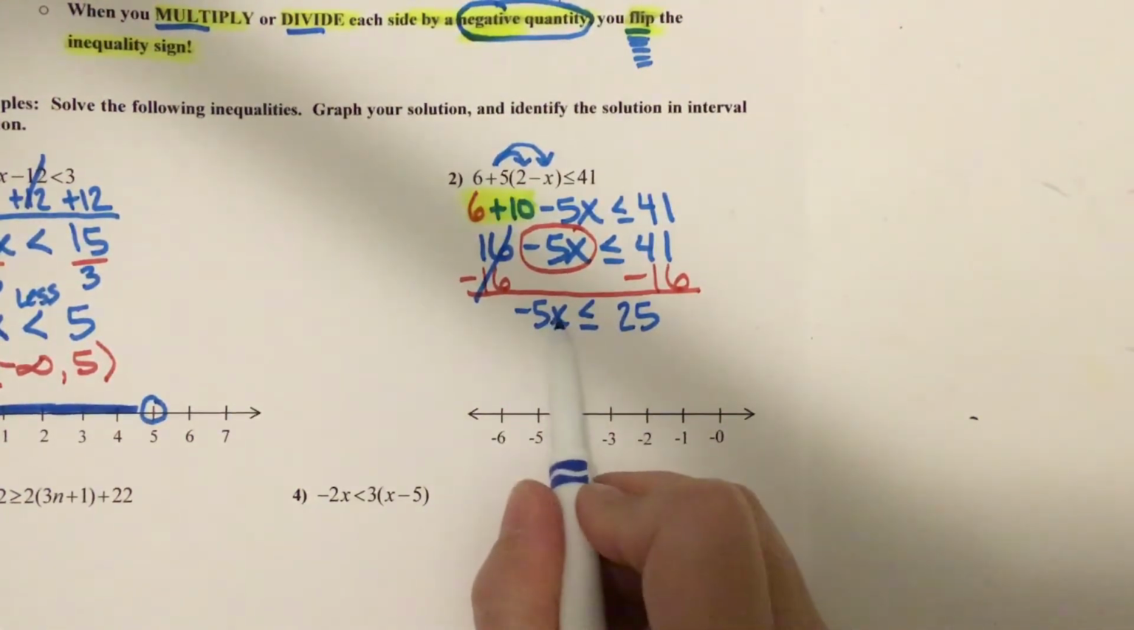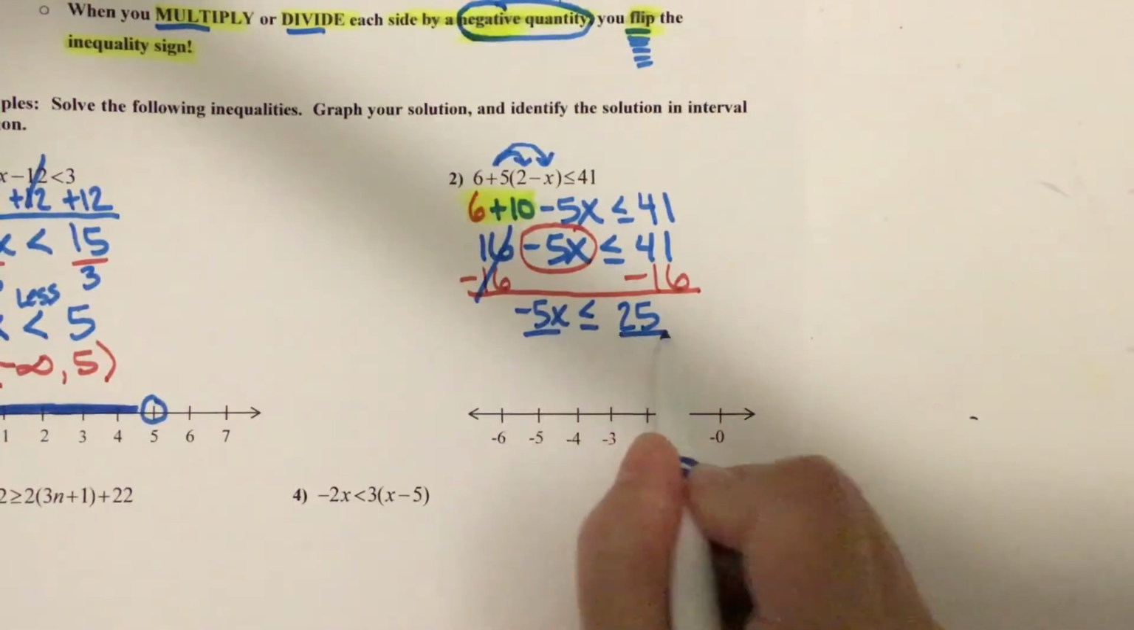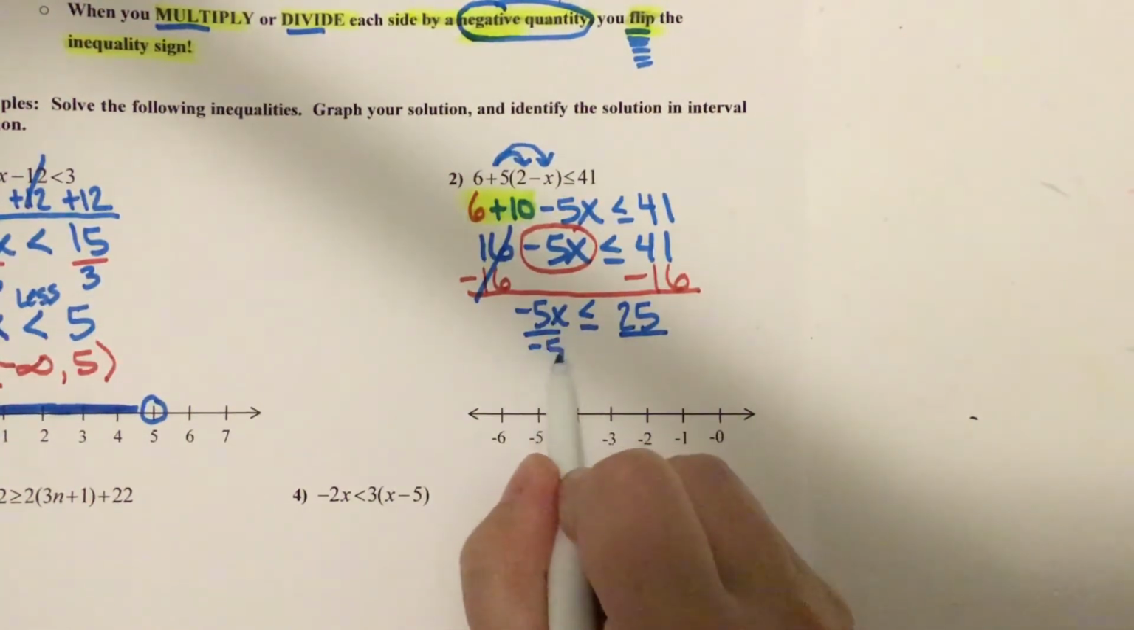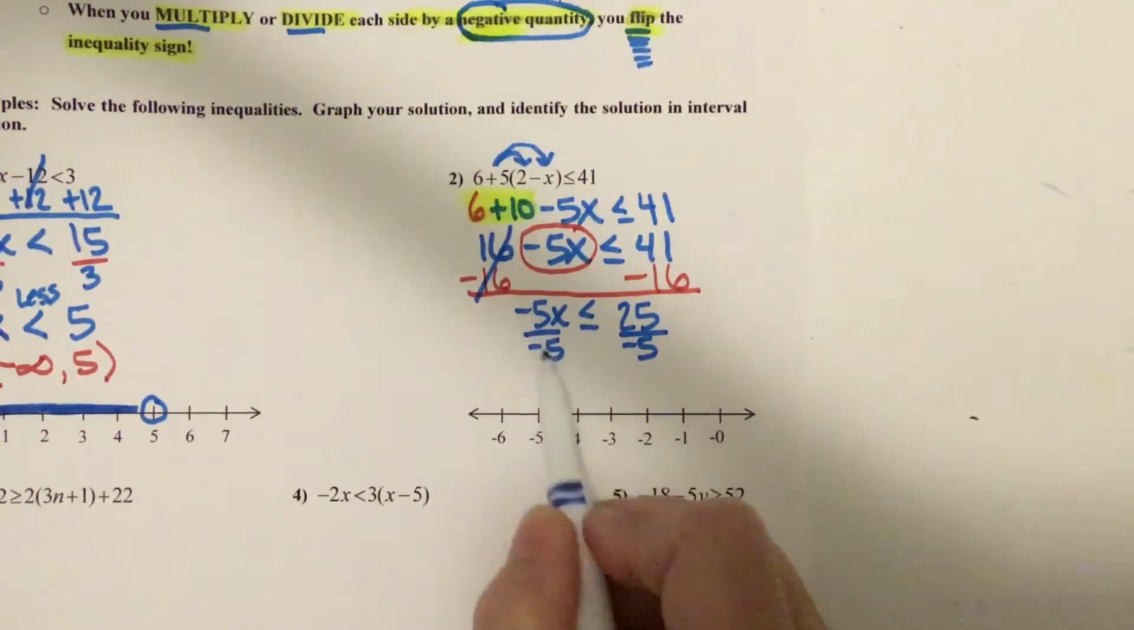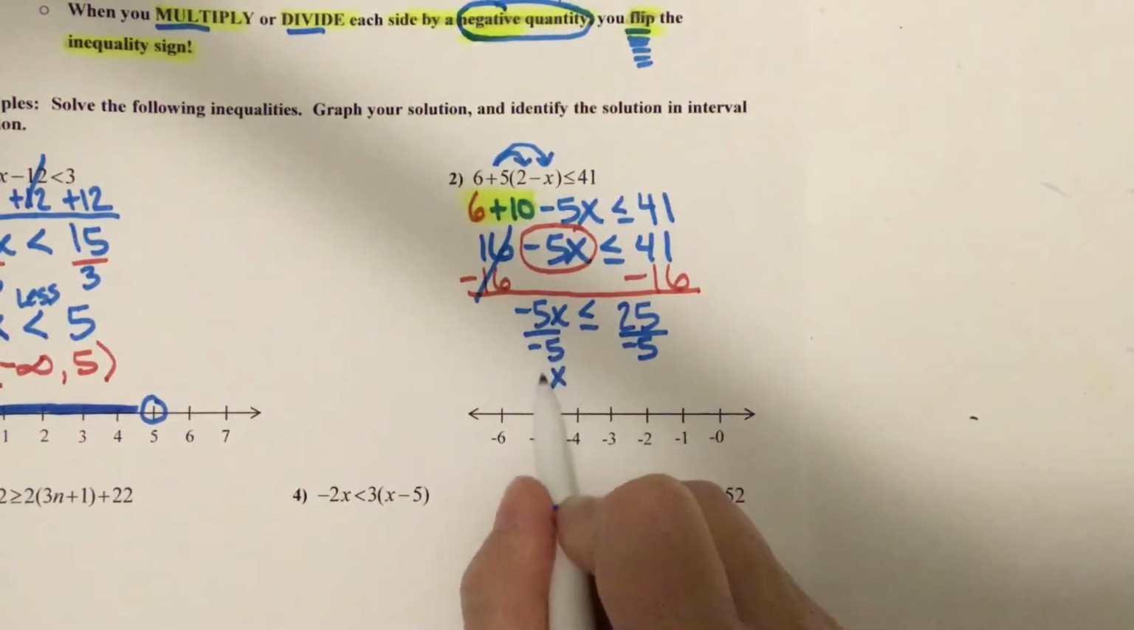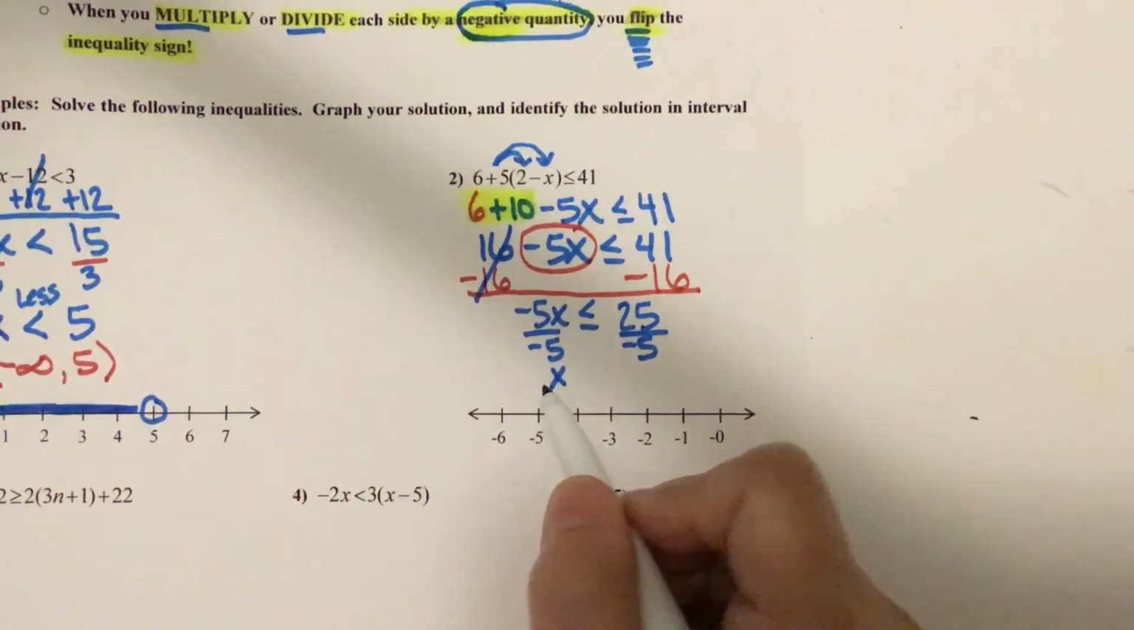And then to get x by itself, I undo this multiplication with division. So I'm going to divide both sides by negative 5. Negative 5 divided by negative 5 makes a positive 1. So I have a positive 1 in front of the x, which I don't have to write.